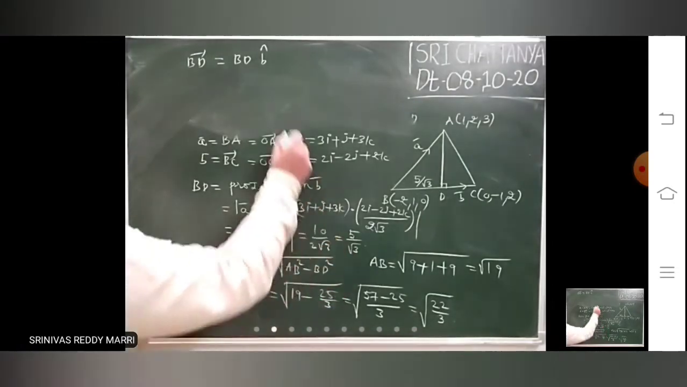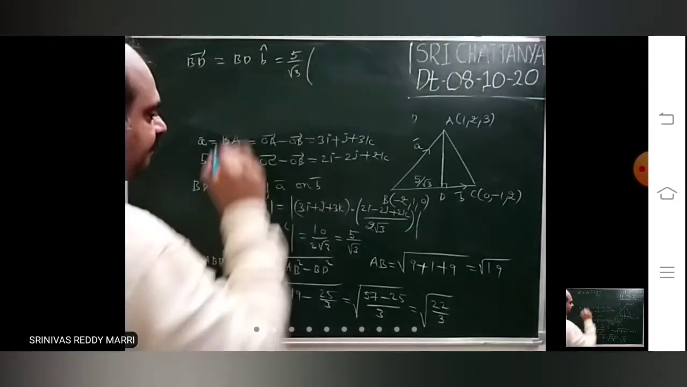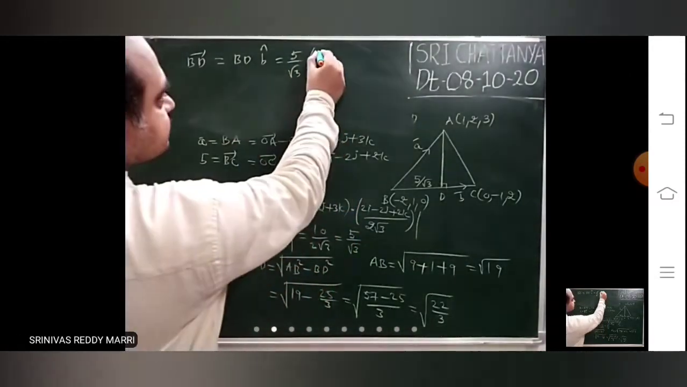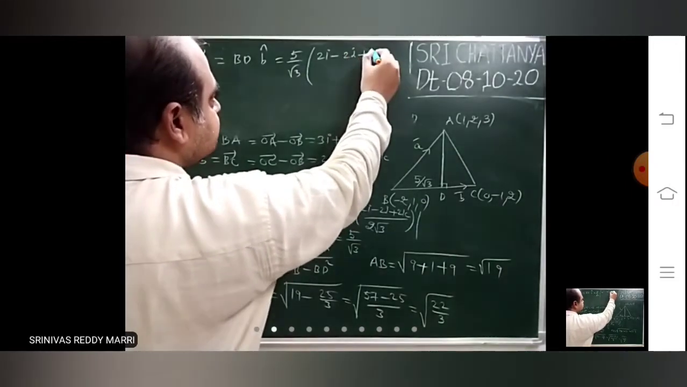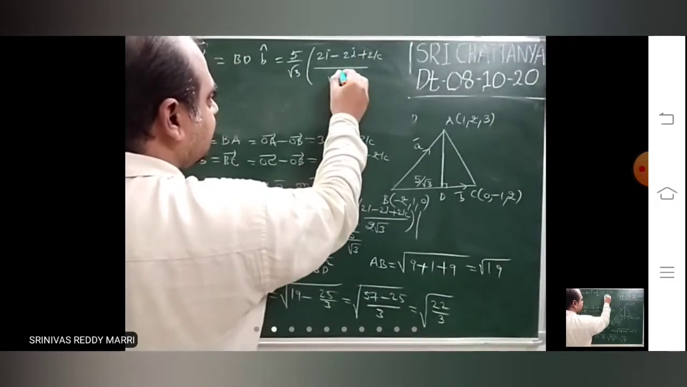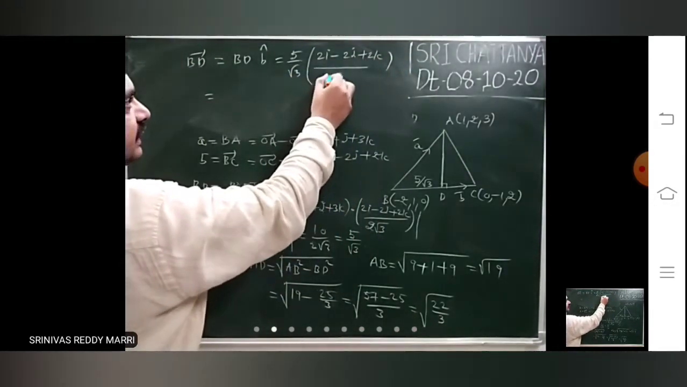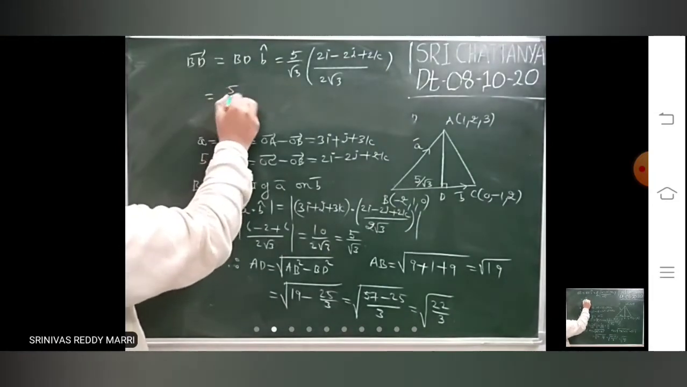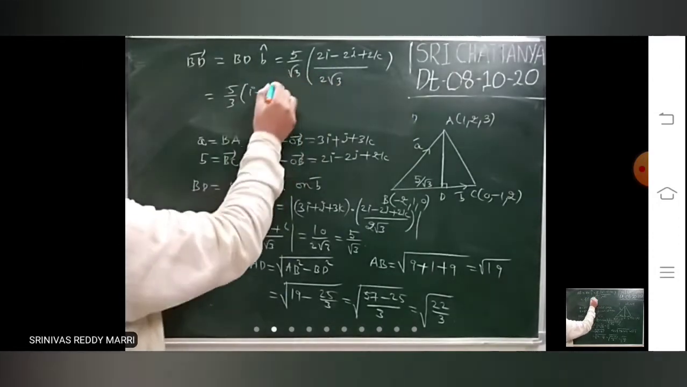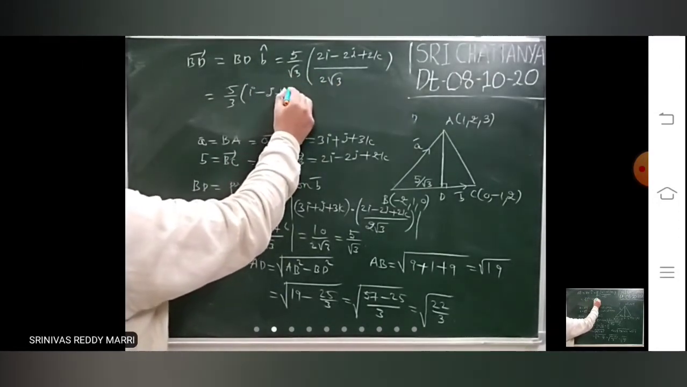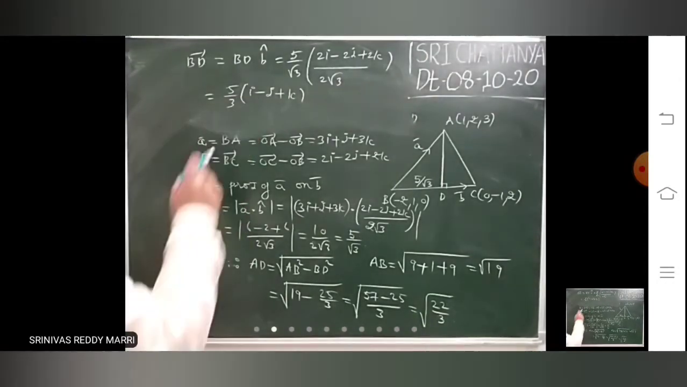BD length is nothing but 5 by root 3, into B cap. Look at B cap: 2i minus 2j plus 2k divided by 2 root 3. Take 2 common and then strike off. Root 3 into root 3 is 3. So BD bar is 5 times (i minus j plus k) divided by 3.